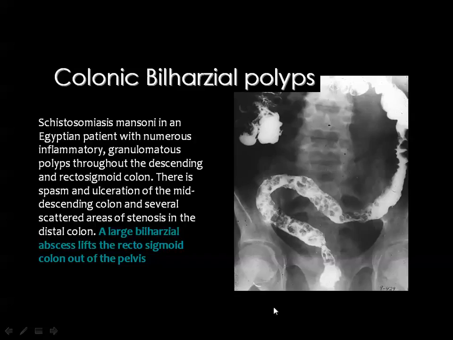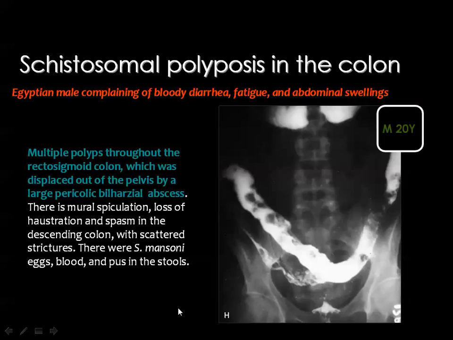And you see here, this is the sigmoid colon, where you can see multiple filling defects representing polyps, and the positive history of bilharziasis is very important. And you also see that the sigmoid colon is displaced outside of the pelvis because of the common finding of the presence of an abscess in the pelvis displacing the sigmoid colon.